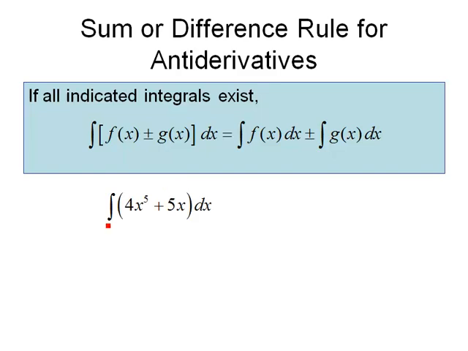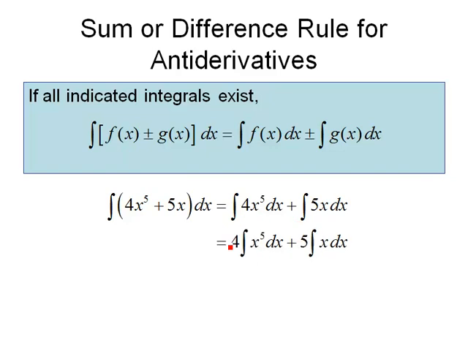So let's take the antiderivative of the quantity 4x to the fifth plus 5x dx. This is a sum, so I'm going to break this up into the antiderivative of each of the pieces. So I'm going to need to take the antiderivative of 4x to the fifth dx and add that to the antiderivative of 5x dx. Using our constant rule that we just talked about, I'm going to pull the 4 and the 5 in front of the antiderivatives.